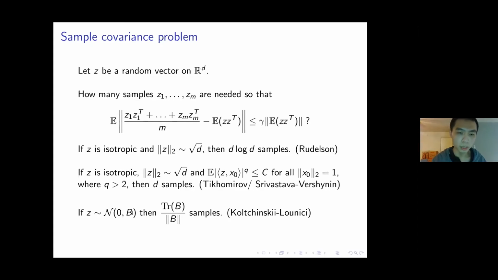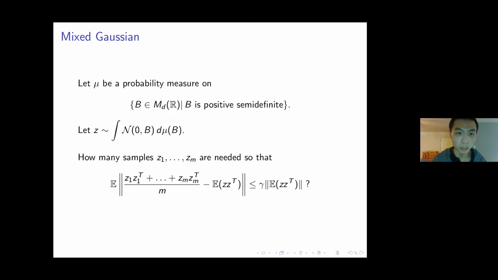Mixed Gaussians are actually quite different from Gaussians. So we fix a probability measure on the set of all positive semi-definite matrices, and then pick a mixed Gaussian random vector, a mixture of these Gaussian distributions. So how many samples are needed? It's natural to think that a mixed Gaussian is an average of Gaussians, so it should not be too much worse than Gaussian. It's natural to think like that.